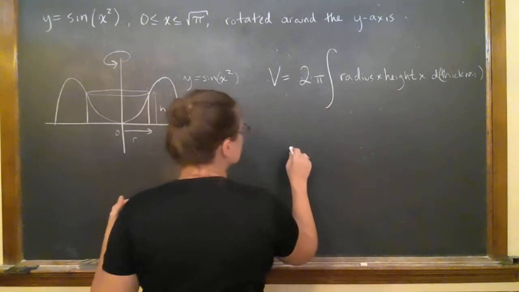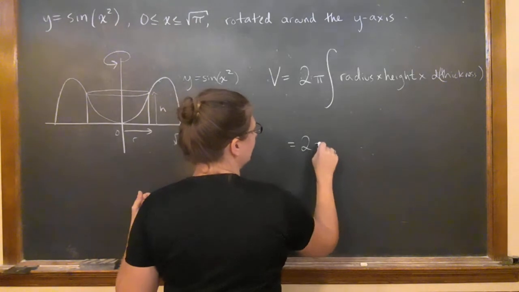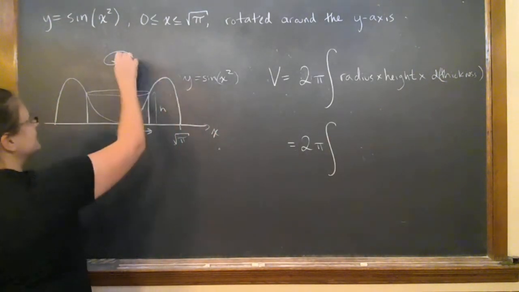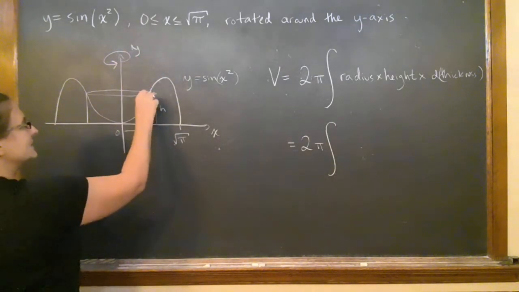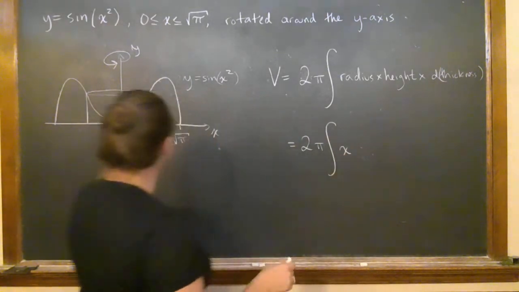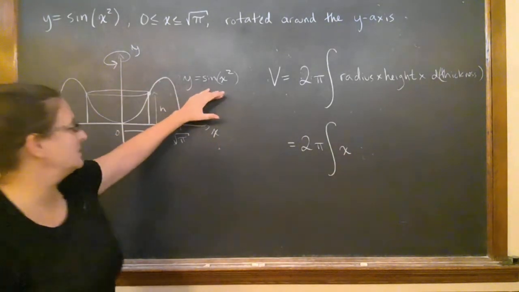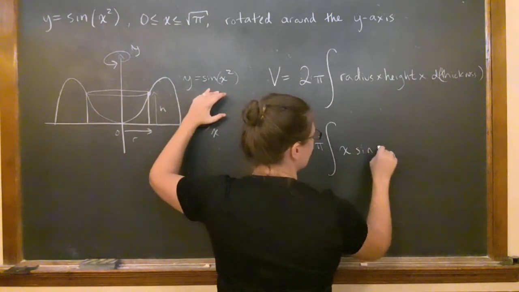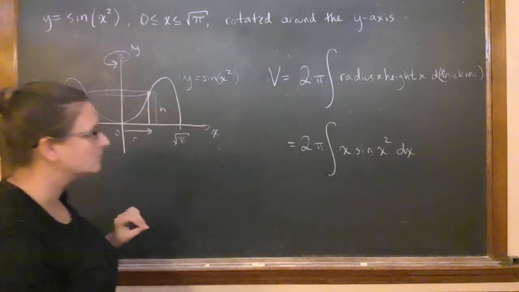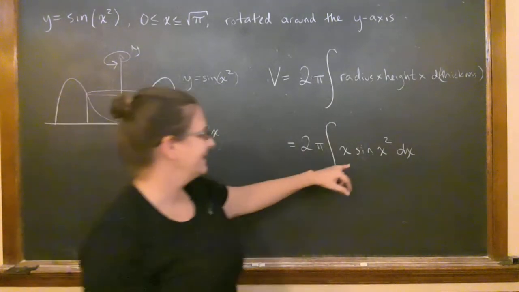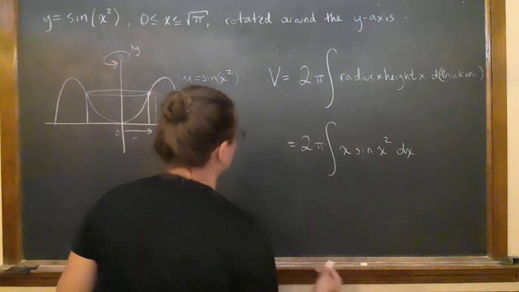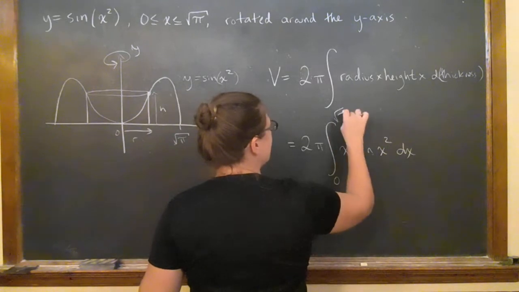Okay, in this case, I've got 2 pi times the radius, and this is the x direction and this is the y direction. So we can see going to this point, the radius is going to be x. The height is going to be y, but we can put this in for y. So x sine x squared, and thickness is going to be the same direction as radius, so dx. Now, because my variable is x, I use the limits in x, so 0 to root pi.